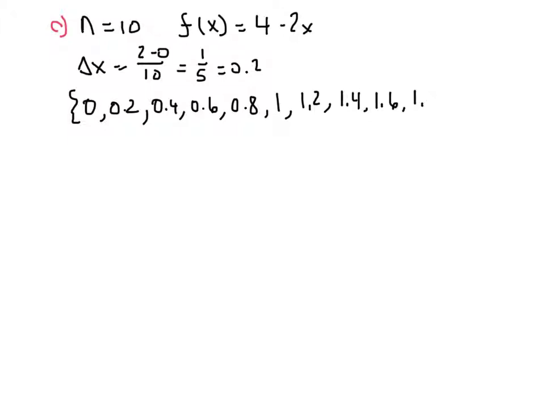1.6 to 1.8. And finally 1.8 to 2. Let me just show you that this is, in fact, 10 subintervals. Remember, these are all x values, so we're going from 0 to 2. That's 1, there's 2, there's 3, there's 4, there's 5, there's 6, 7, 8.